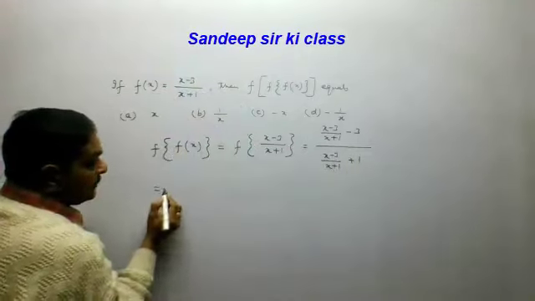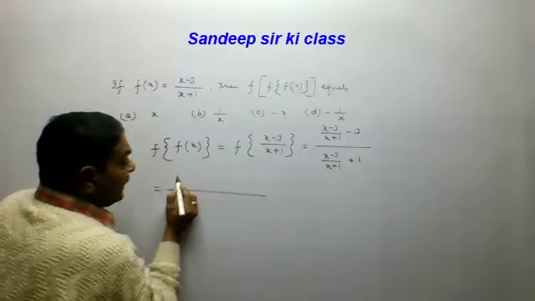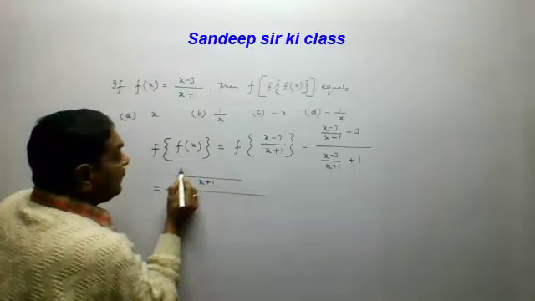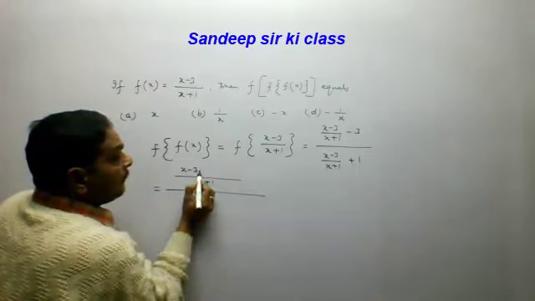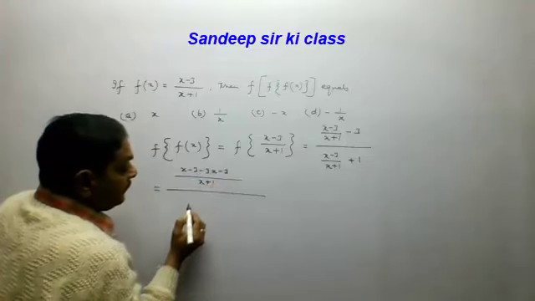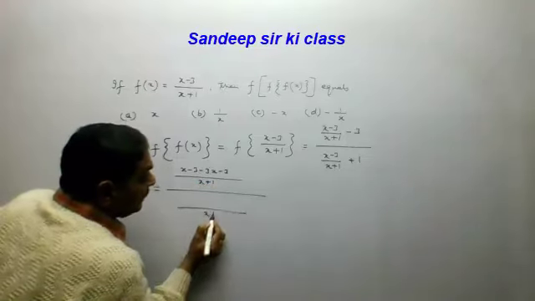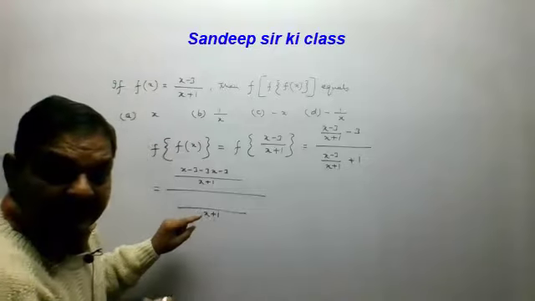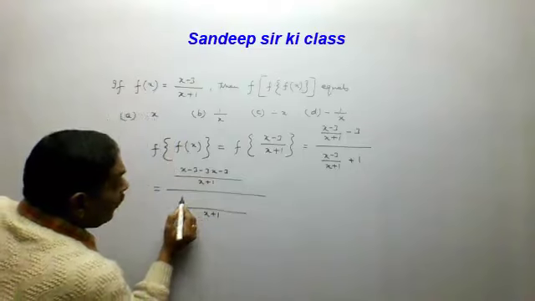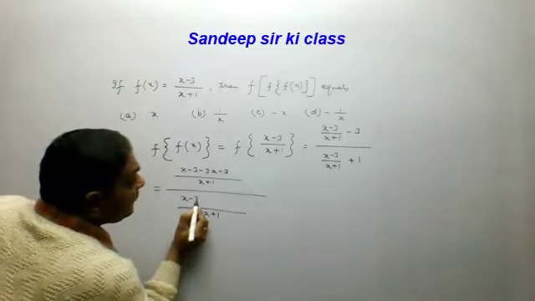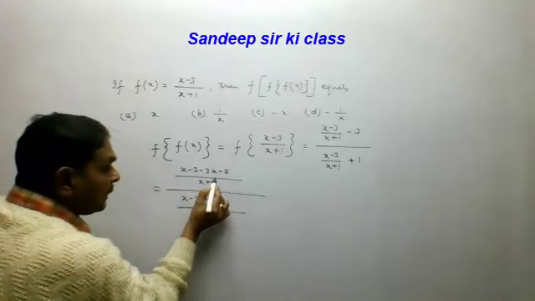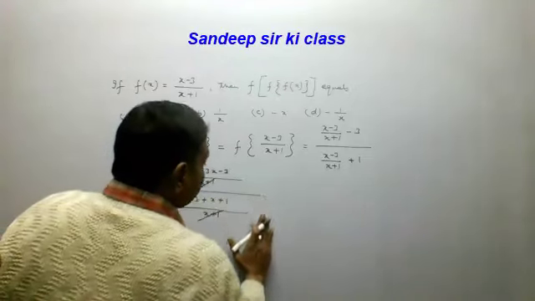Calculate this. So this gives us LCM in the numerator is x plus 1. Here it will be x minus 3 minus 3x minus 3. Here x plus 1 in denominator is x plus 1 is the LCM. We obtain here x minus 3 plus x plus 1. x plus 1 and x plus 1 are cancelled.